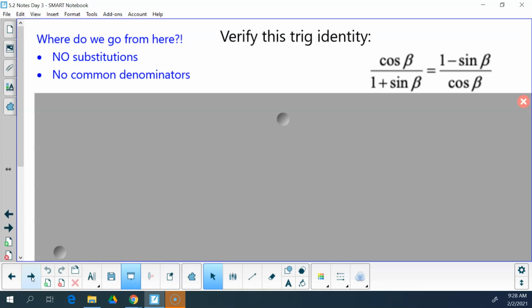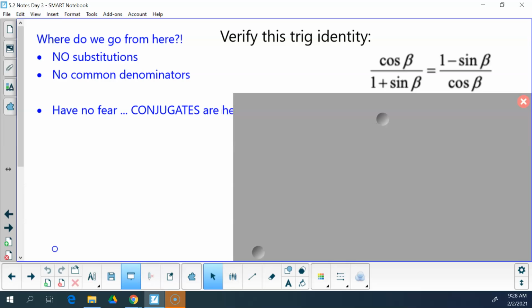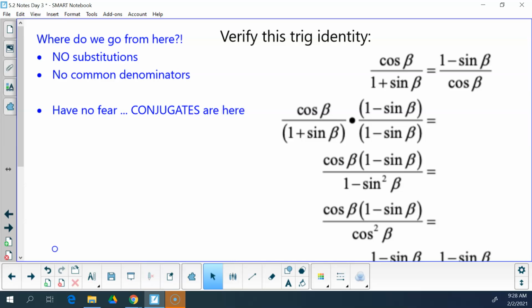I believe it's on the top of that page, yep, this one. And it's worked out for you on the top of the note sheet. Remember that we cannot do substitutions, we cannot do common denominators, we can only work one side at a time. And then we also have conjugates that we can deal with too.